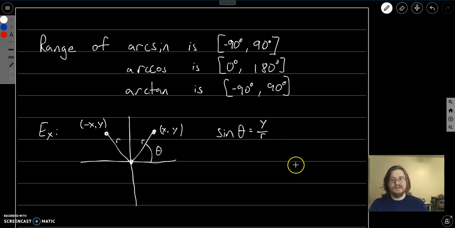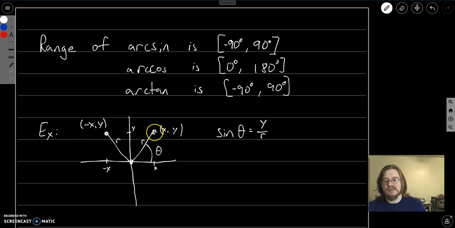which is all well and good until we look over here. And when we look at the point negative x, y, as in whatever x value this was at, on the other side I can look for negative x, but they're both at the same height, and they're both the same distance away from the origin.